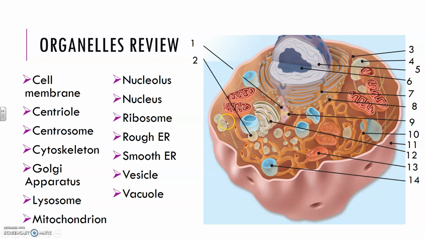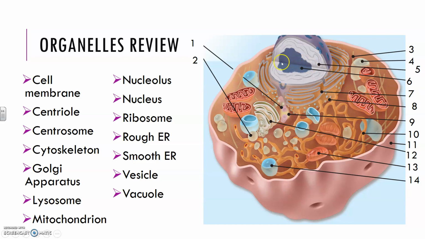Oftentimes you will see vesicles attached to them so that they can move around the cell a little easier. You have your Golgi apparatus, right here, number 12. Lysosome is, I believe, number 2 here, and it has the digestive enzymes contained within it. And then you have your mitochondrion, number 13. You see them all throughout here. The thing to remember about those is that they do have an inner and outer membrane.